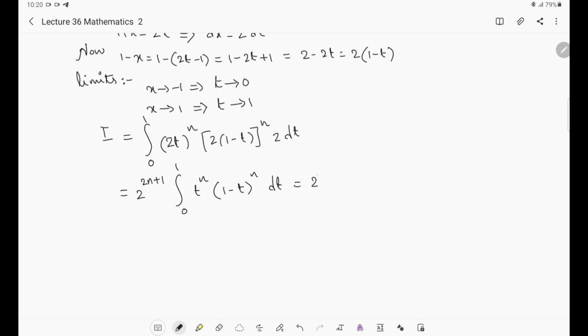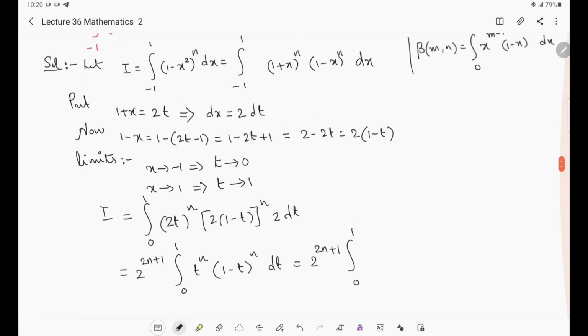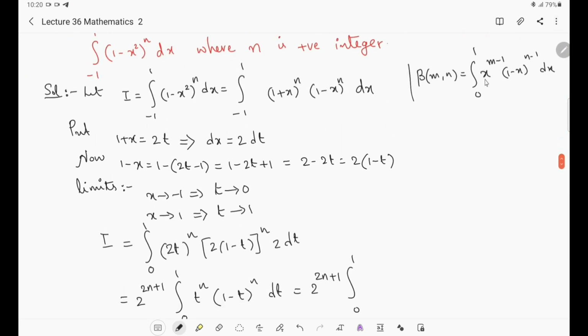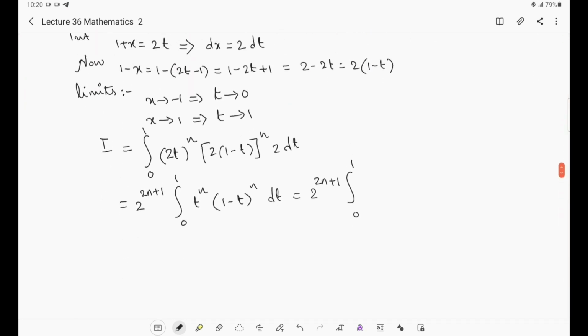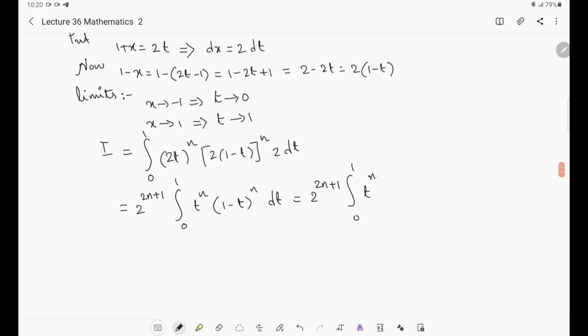Now this can be written as the integral 0 to 1. Actually we need this form: integral 0 to 1 x power m minus 1 and (1 minus x) whole power n minus 1. So this can be written as t power n plus 1 minus 1, and this plus 1 and minus 1 will get cancelled. Finally we get t power n, and (1 minus t) whole power n plus 1 minus 1 into dt. So finally we get 2 power 2n plus 1 times the integral 0 to 1.